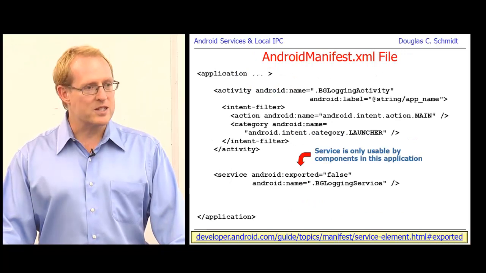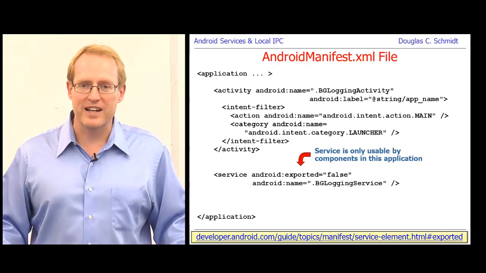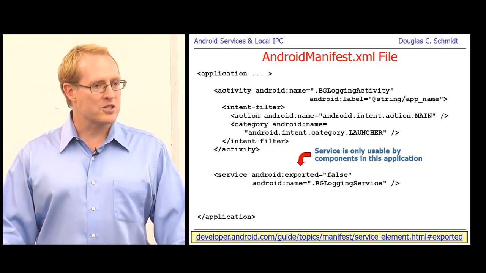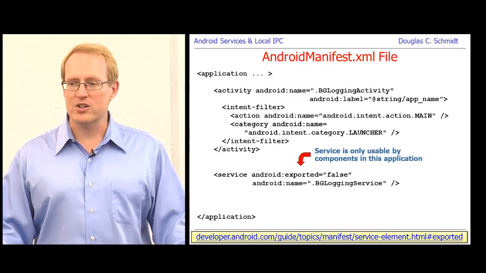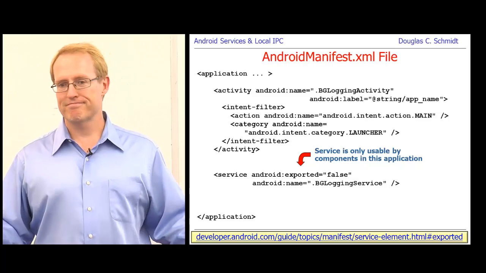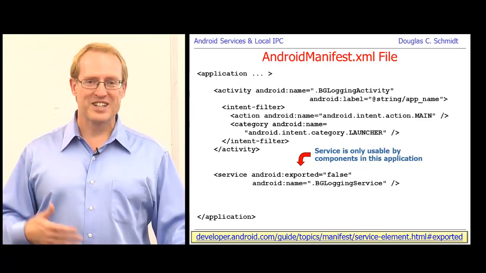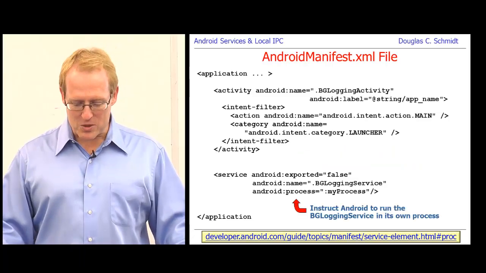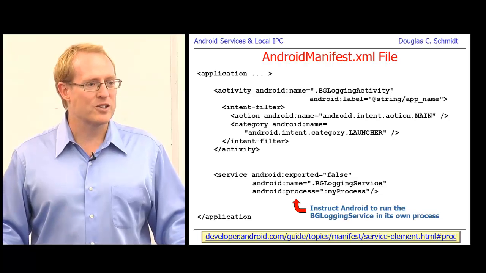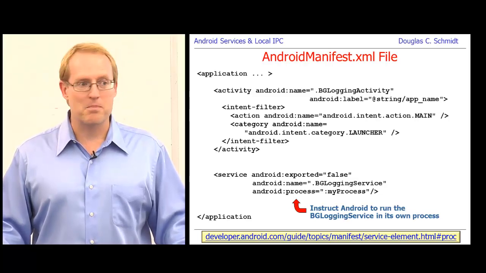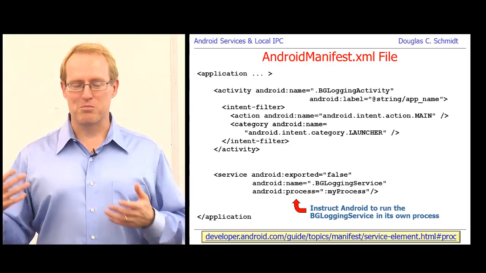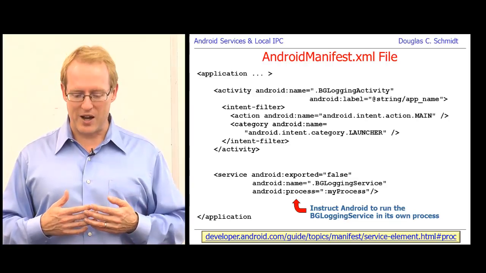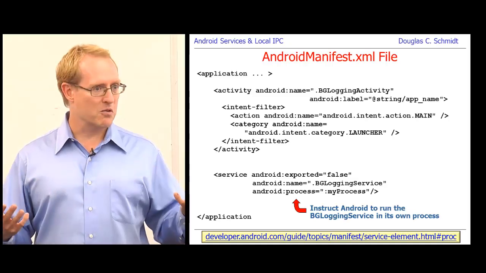A couple interesting things here. This particular example, just for fun, we're not going to export the logging service. So this thing is only usable within this particular application. No other applications can use this. May not be the best idea to do it that way, but just to illustrate, you can do that. And something else we're going to do is we're going to instruct Android to run the logging service as a background process. Again, maybe not the right thing to do from a performance and semantic point of view, but just to show how easy it is to run things in their own processes.